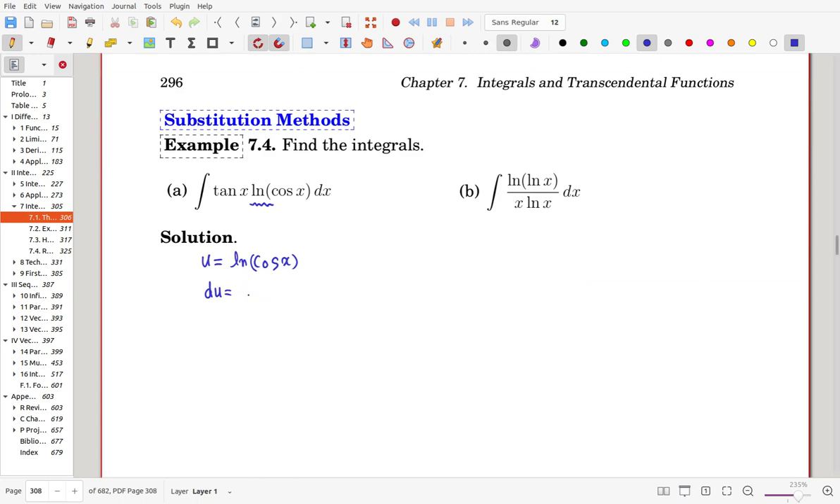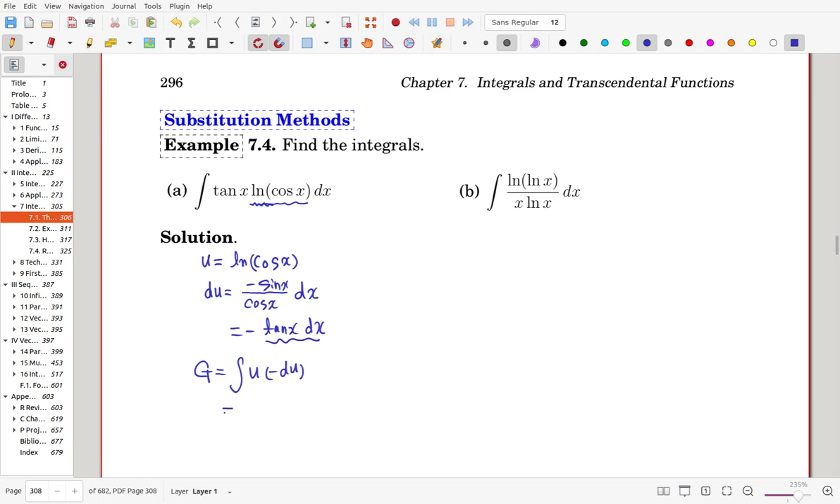Now f prime, the bottom must be f of x, and the top is the derivative of that, that's minus sine x dx. So that is the same as minus tangent of x dx, so this portion must be the same as minus du. So here the given integral is the same as logarithm cosine x, that portion is the same as u, and the remaining part is the same as minus du.